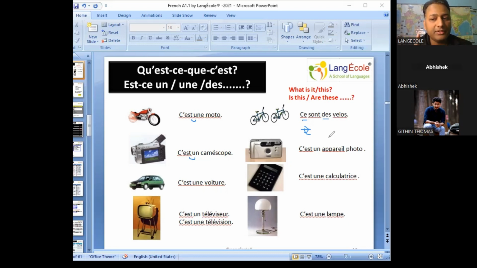Same thing was happening with la, le, right? Yeah, correct. You've seen that yesterday. In the previous class I explained that. Same thing is happening here also. And the pronunciation rules that I'm explaining to you will be applied all across the French language.